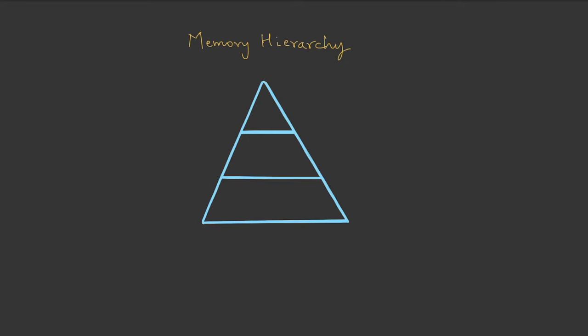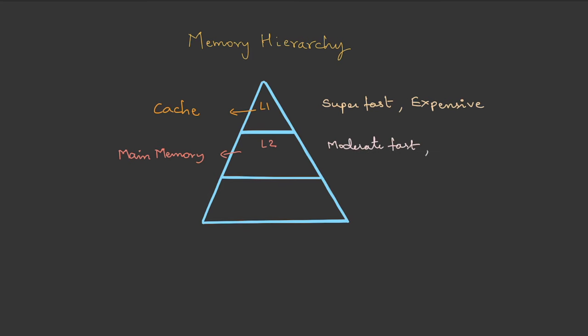something like this. The first level, if I take this as L1, this I can take it as cache. And this cache is super fast and expensive. L2 is main memory. That's basically the RAM, which is moderately fast and not that costly. So I can say it's of less cost. And level 3, we can think of auxiliary memory. This is actually slow, but it's dead cheap.